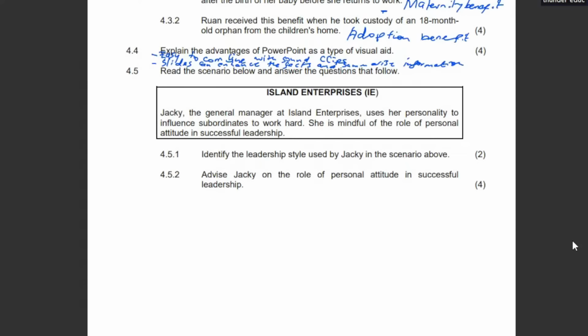So if you check the leadership style here, this lady is very charismatic. She uses charm. Okay. So now let's move on to 4.5.2. Advise Jackie on the role of personal attitude in business leadership. So now, enthusiasm produces confidence in a leader. Also, positive attitude releases leadership potential.